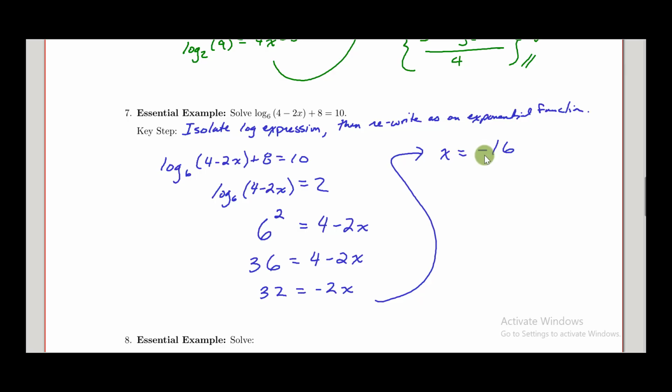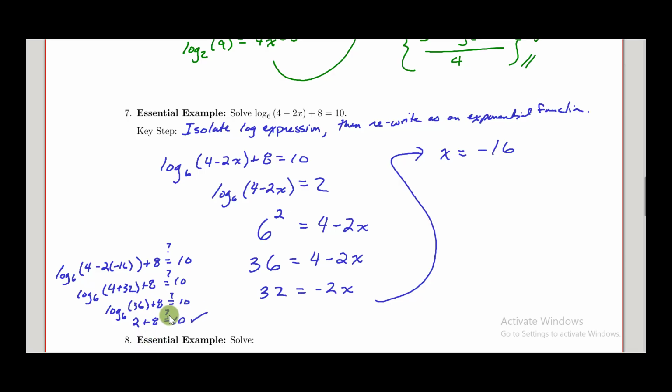If I were to plug negative 16 in for x back into the original equation, if we were to write log base 6 of 4 minus 2 times negative 16, all inside that logarithm, plus 8, and ask, does that equal 10? Well, we get the log base 6 of 4 plus 32 plus 8, and we're asking, does that equal 10? Which gives me the log, that should be a 32 there, folks. That would give me the log base 6 of 36 plus 8, and we're asking, does that equal 10? But the log base 6 of 36 is 2, and so, yes, it is. So we've checked that answer, and we can go ahead and give it as a solution.